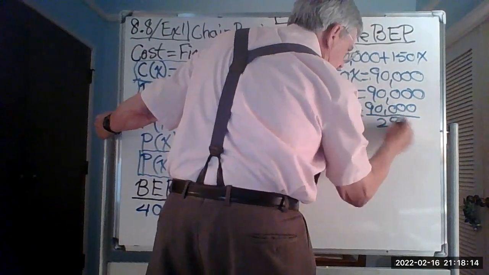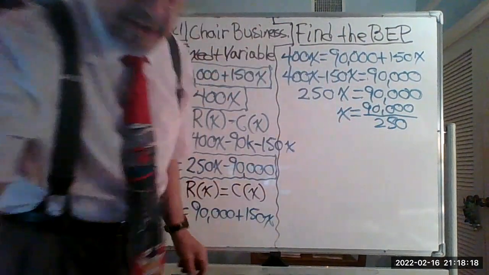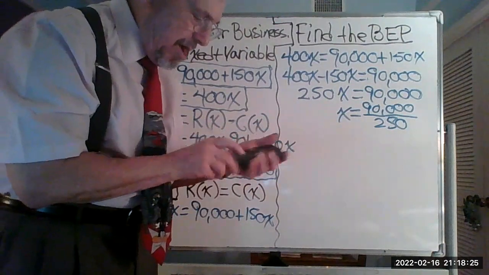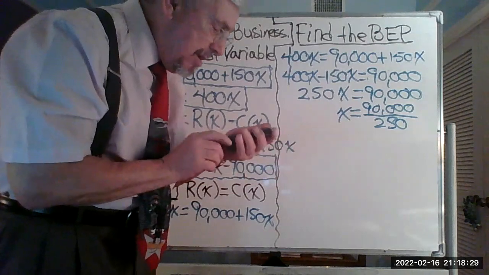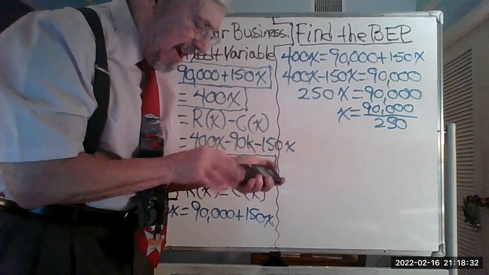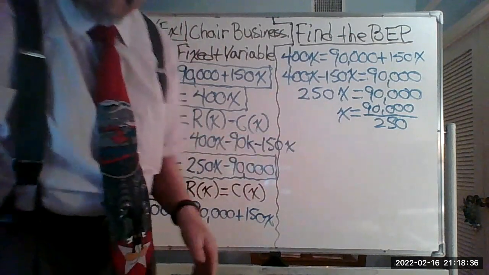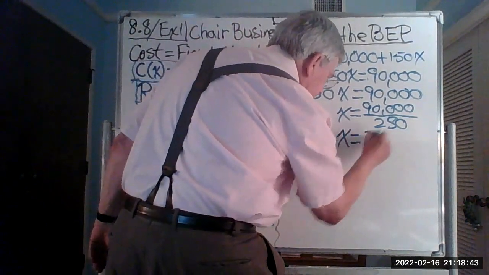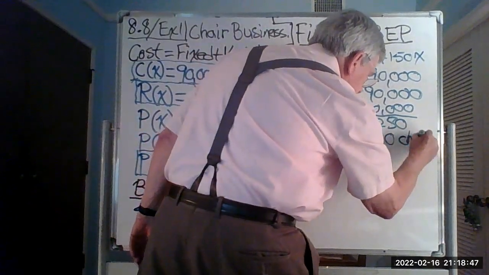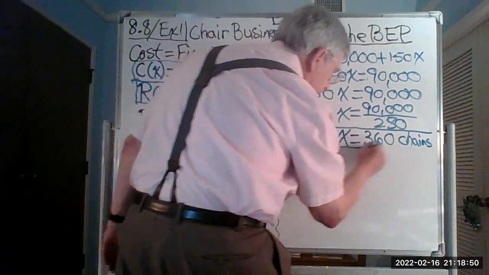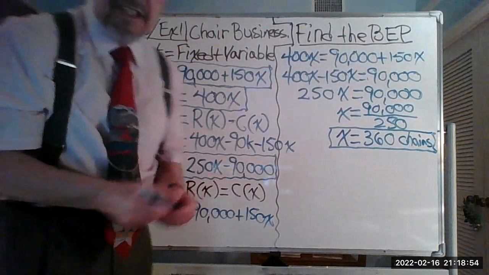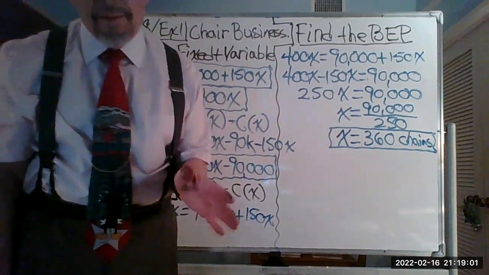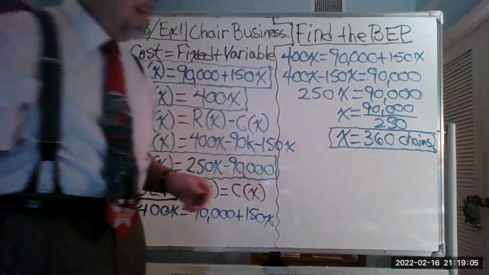divided by 250, okay? So let's do a quick calculation right there. Notice that's going to come out to be a nice whole number. So 90K divided by 250 equals 360. X equals 360 chairs. So that's how many chairs I'm going to have to make in order to start making a profit. I not only have to make them, but I have to sell them. So I have to make and sell that many chairs for me to start making a profit.